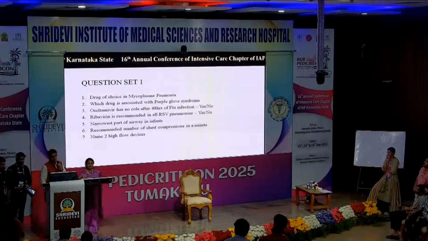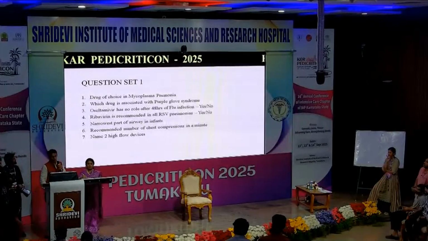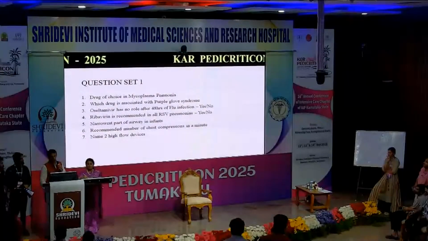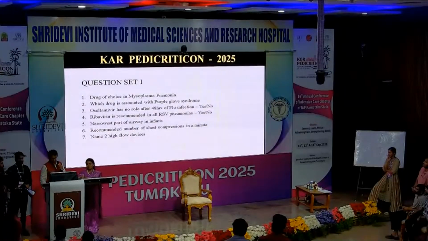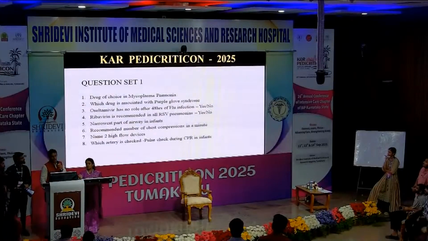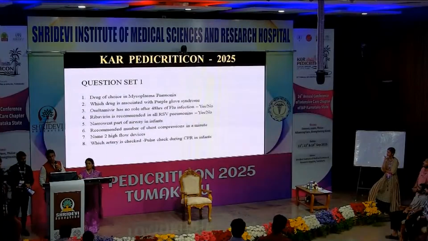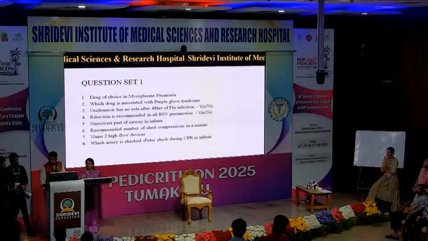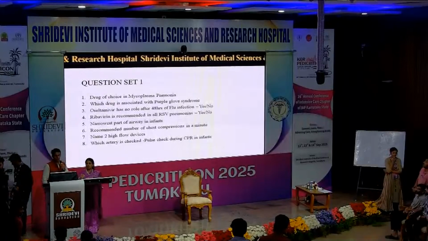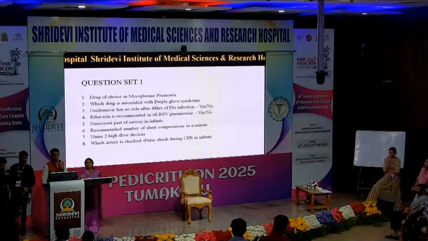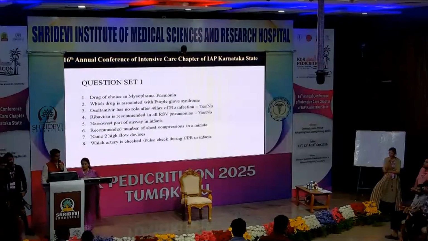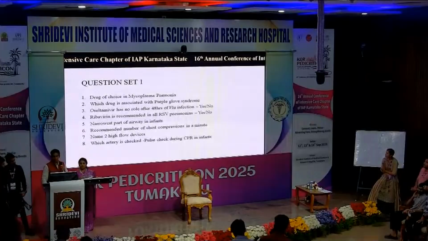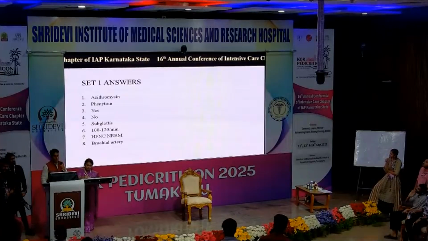Name two high flow devices. HFNC and like NIV, like non-invasive. CPAP. Okay. Fine. Which artery is checked for pulse in infants? Brachial. Okay. Drug of choice, you want to go for, you have some time? Yeah. 5 more seconds for purple glove syndrome. Okay, done. The answers are this.